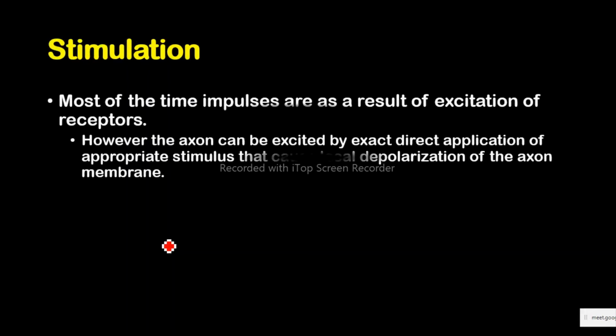Now with the stimulation, this one is simple: how an impulse can easily be evoked, how a nerve or a neuron can be stimulated, how it can be excited. Most of the time, impulses are a result of excitation of receptors. Most receptors, when they get stimulated by a stimulus, undergo what we call excitation, where they either get depolarized or hyperpolarized.